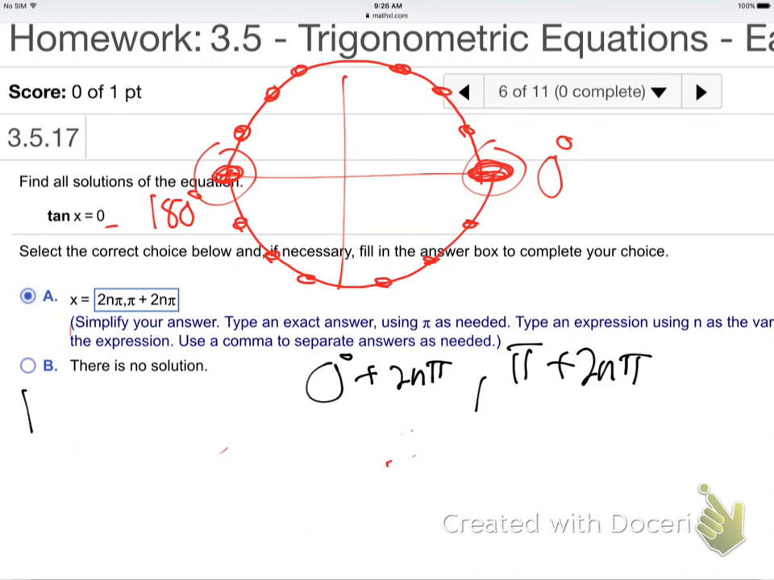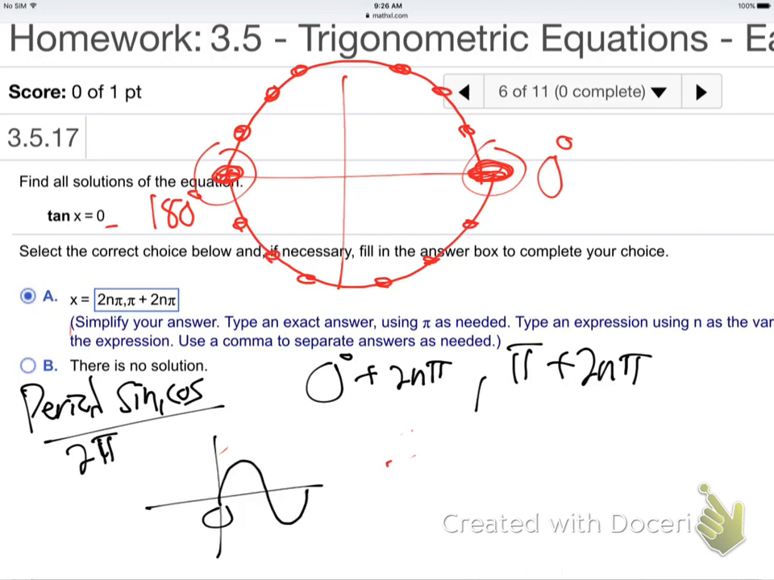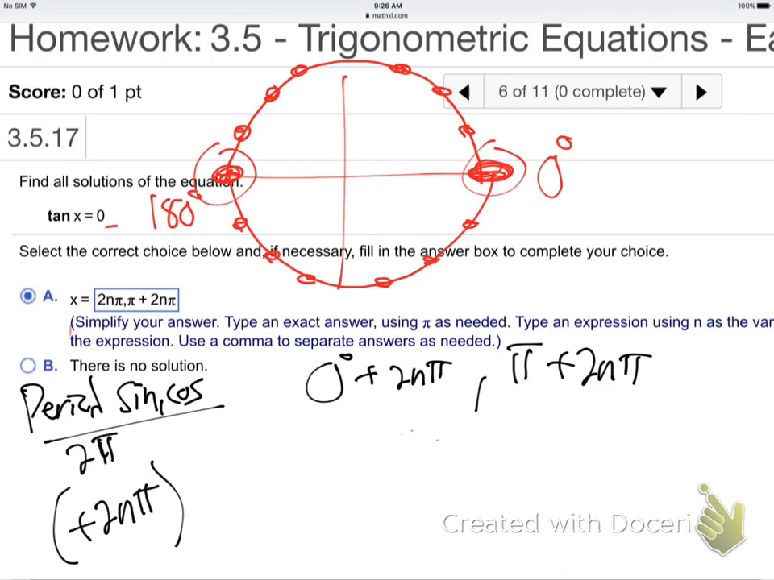The period of sine and cosine is 2 pi. What is period? How long till it starts repeating itself? Remember the graph of sine and cosine? Let's just do sine. From 0 to 2 pi, and then it does the same thing again every 2 pi. Cosine does that as well. So every 2 pi, all the values of sine and cosine repeat. That's why for sine and cosine, we always add the 2 n pi.